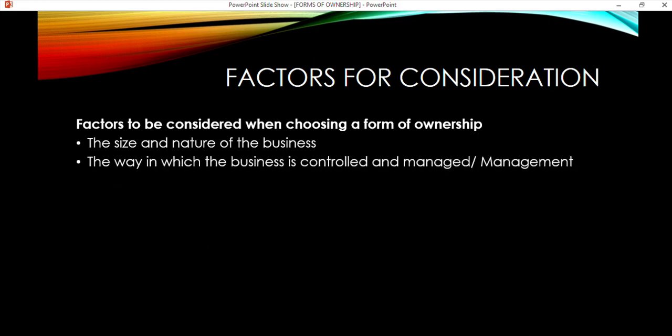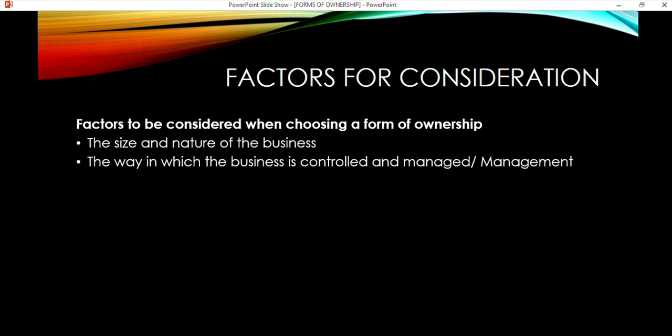Or if you want to start big and you have a big market and you've got already a few clients lined up, then there will be a lot of other benefits for you to register as a company. It all depends on your needs and wants. Okay, size and nature. Second one is the way in which a business is controlled and managed.